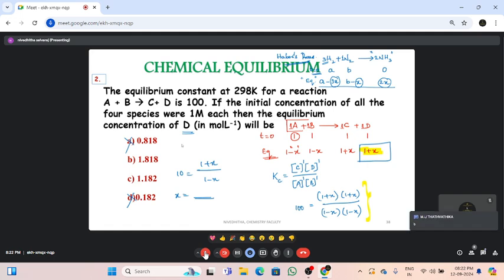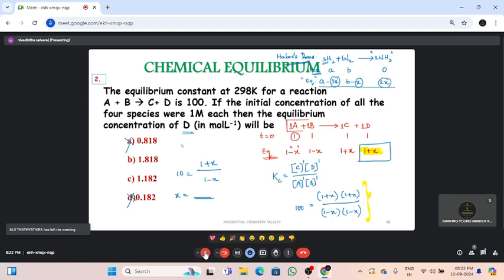You got the value of X? Yes, 9 by 11. Yes, the answer will be B. So Ratish, Marimuthu and Tatvatika's answer was right. Answer is? Option B. Option B, ma'am.